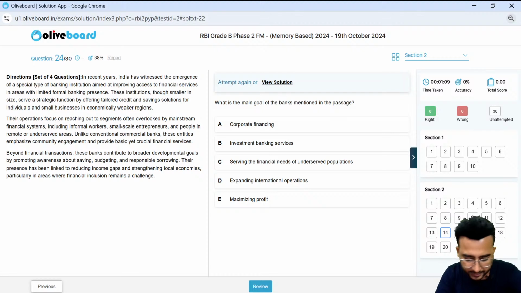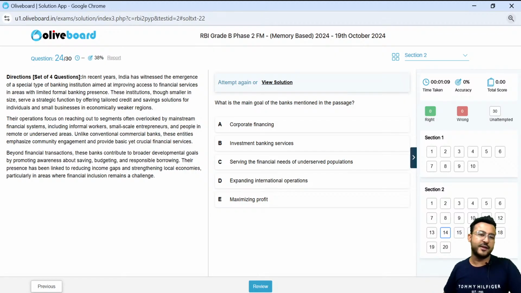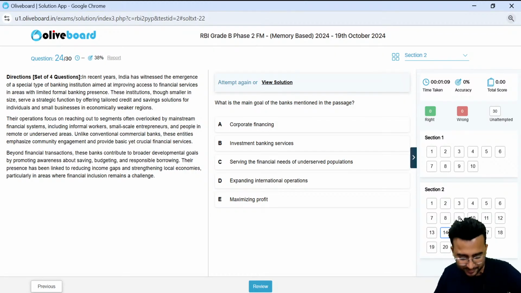Not the cooperative bank. Yes, the community engagement may have caused confusion definitely, but all the features are related to small finance banks and not the cooperative banks, right? What is the main goal of the banks mentioned in the passage?